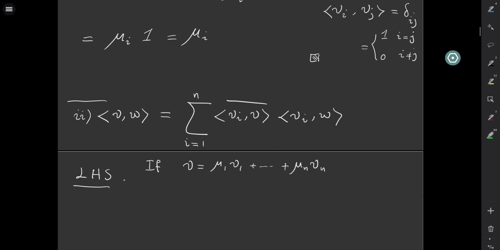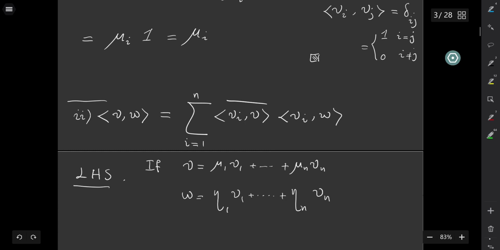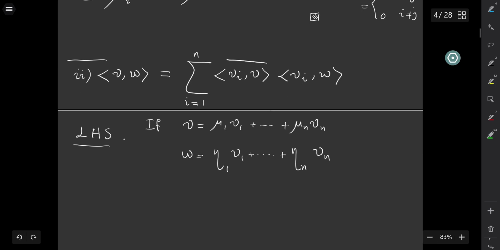If we have w equal to some other combination, let's write eta 1 v1 plus ... plus eta n vn, because vi is our basis, right? We can find some coefficients so that these expressions are true. Okay, so then the inner product of v with w would be equal to what? It would be equal to this expression that we have written here.